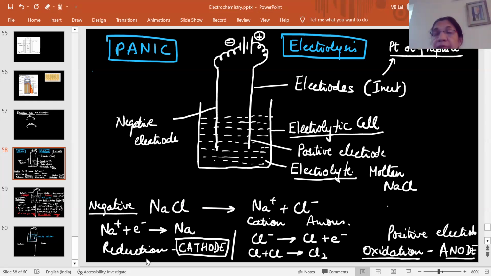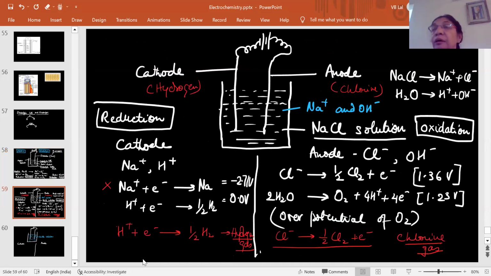Now the next example that I am trying to teach you is the electrolysis of sodium chloride solution. So again you have an electrolytic cell, and in this electrolytic cell, what happens? Again you put the cathode and the anode. Now all six are there.